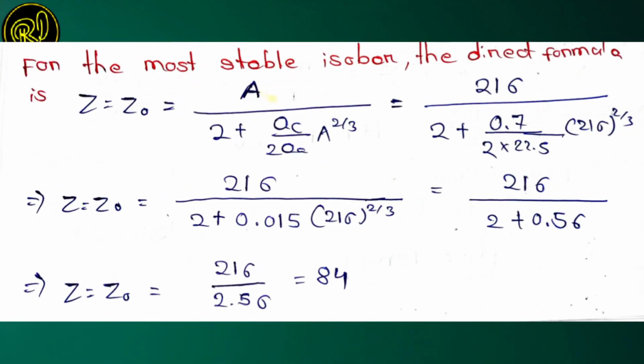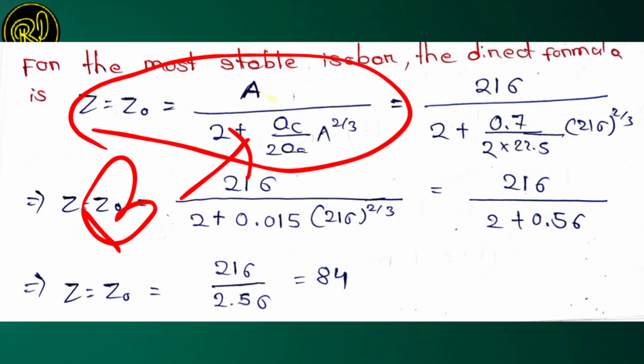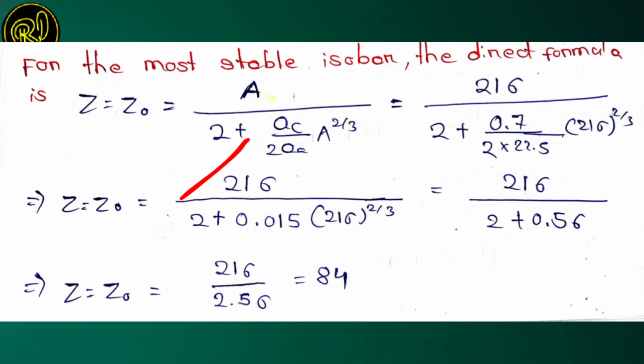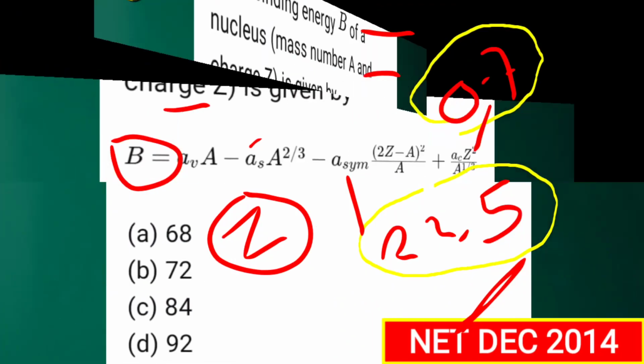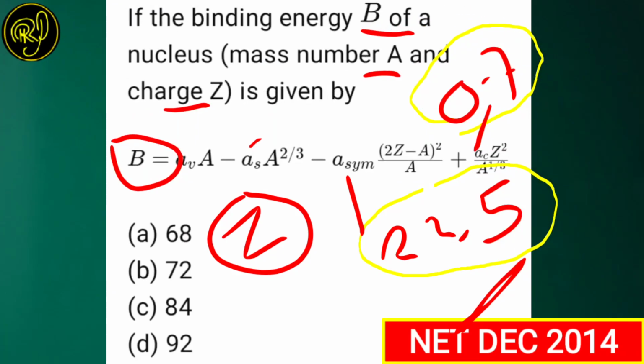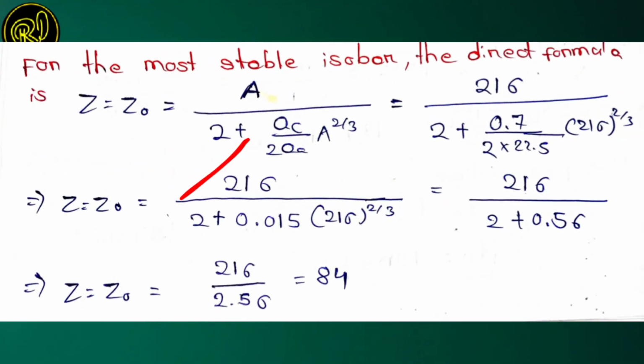For the most stable isobar, when you are given the binding energy, you have a direct formula. There is a derivation of this formula: you can simply differentiate this binding energy. If you differentiate the binding energy, that is del B by del Z, and put it equal to 0, then you get this formula. So now let us solve it.